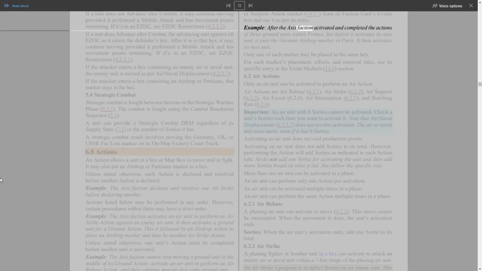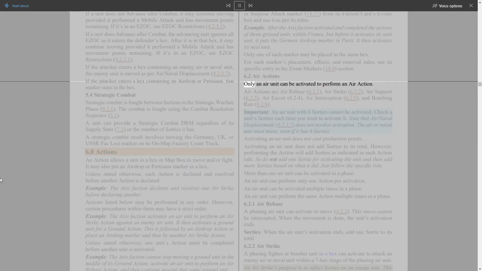Example, after the Axis faction activated and completed the actions of 3 ground units within France, but before it activates its next unit, it puts the German airdrop marker in Paris. It then activates its next unit. Only one of each marker may be placed in the same hex. For each marker's placement, effects, and removal rules, see its specific entry in the event markers of 14.0 section.